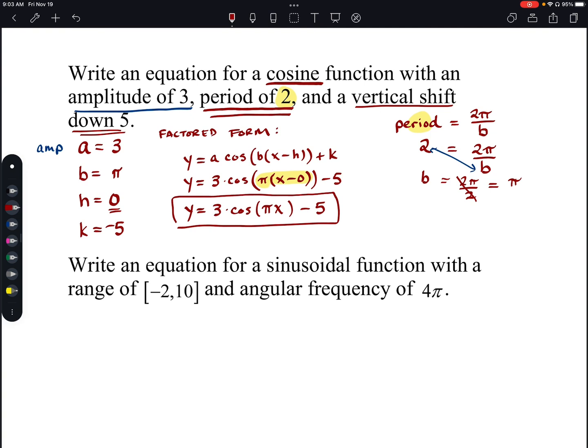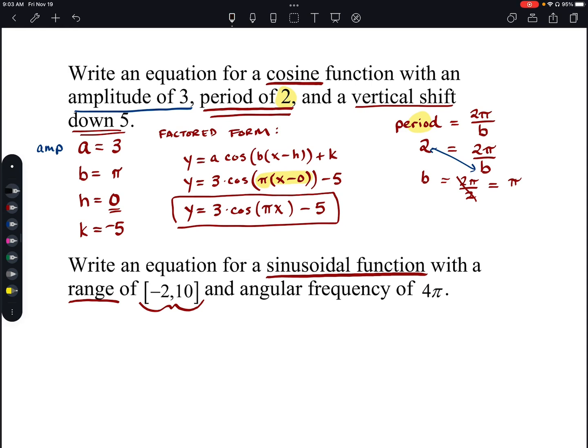All right, next one says write an equation for a sinusoidal function with a range of -2 to 10, both included, and an angular frequency of 4 pi. So when it says sinusoidal function, we could pretty much use a sine or cosine. It doesn't really matter. But since we used cosine above, we'll go ahead and use the sine function on this one. So let's look at the details they're giving us. They're telling us that the range is from -2 to 10.